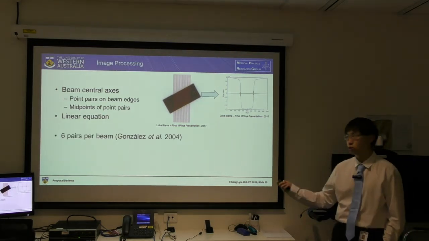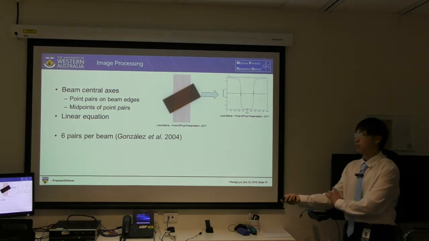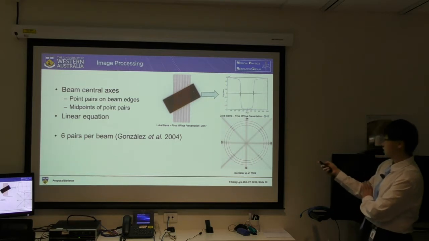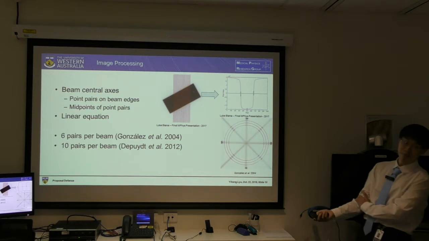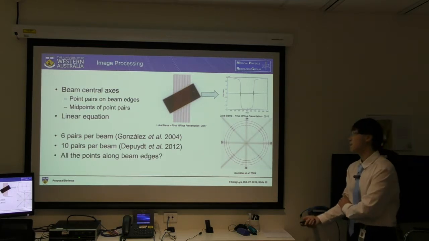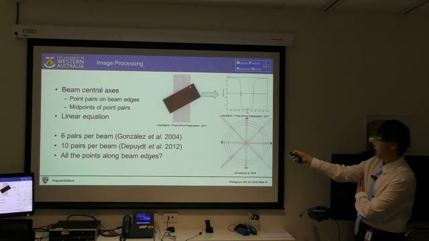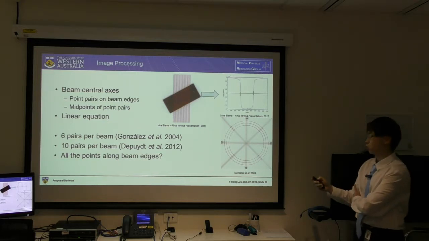There are different ways to do that, and we can choose a different number of pairs. Gonzalez et al. chose 6 pairs on one beam, as we can see here. Deployed chose 10 pairs. What I'm going to do is choose as many as I can. As we can see in that picture, we have chosen a lot, probably all the points along the beam edges. I'll try and see which one works best.